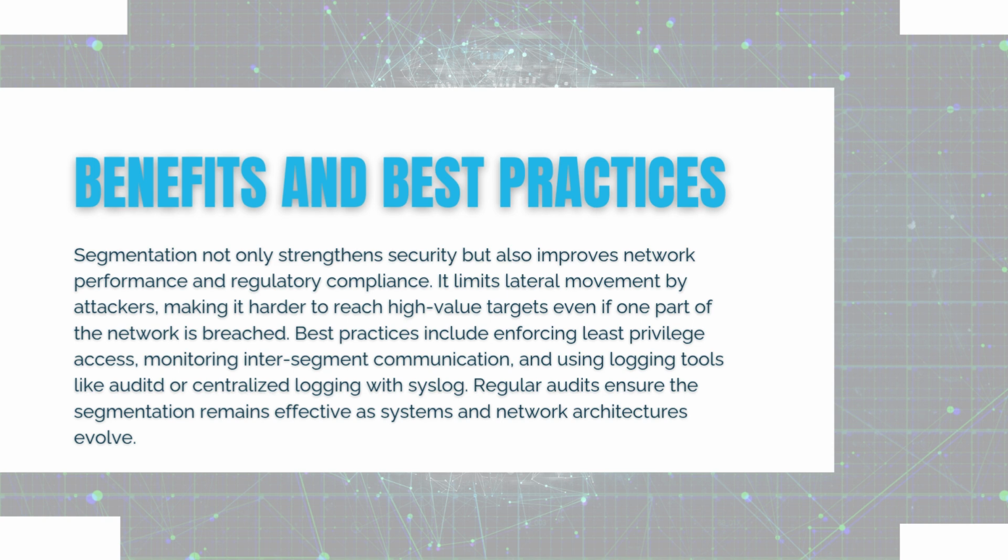To make segmentation work well, follow a few best practices. First, enforce least privilege access. Only allow traffic between segments when it's absolutely necessary. Then monitor communication between those segments, watching for anything unusual. Tools like auditd or centralized logging with syslog can help you keep an eye on what's happening. And don't forget, networks evolve. Systems get added, services change, and what worked 6 months ago might not work today. That's why regular audits are key. You've got to check your segmentation rules and architecture on a routine basis to make sure they're still doing their job.